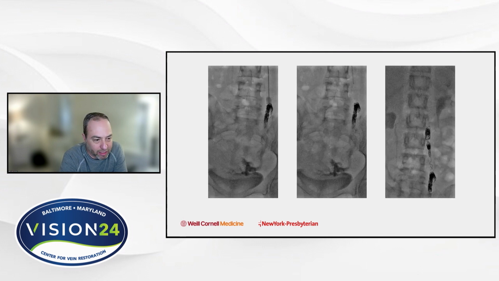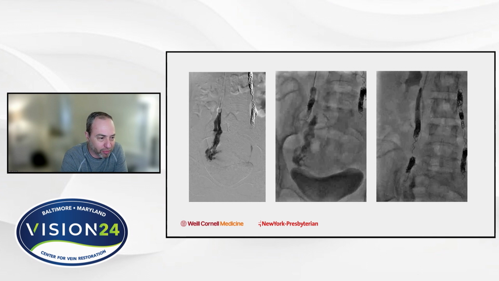And then deployed coils in that left ovarian vein segmentally to lead to complete left ovarian vein occlusion, as you can see in the last set of images. And there aren't huge perirenal collaterals, so we had good occlusion here. Next slide. And then we went over to the right side, and we got into the right ovarian.